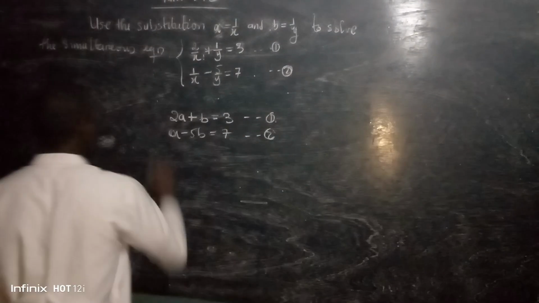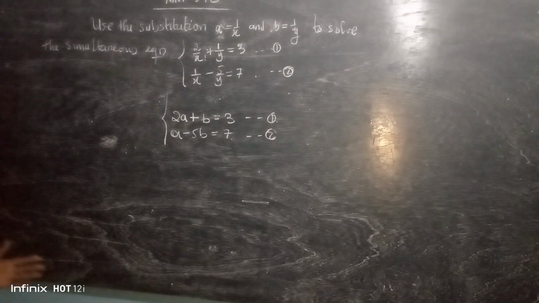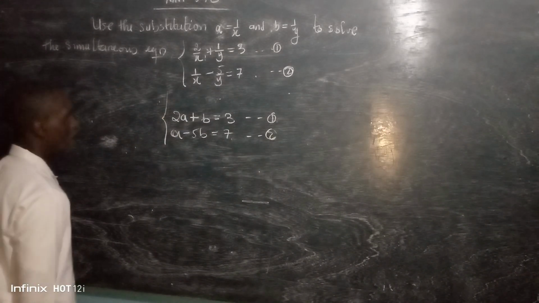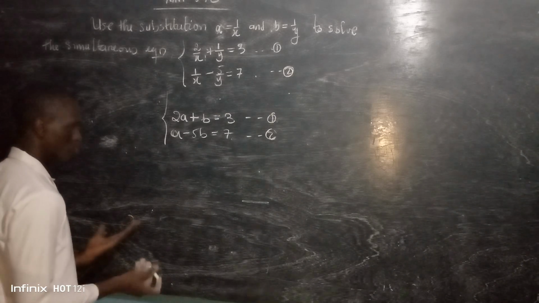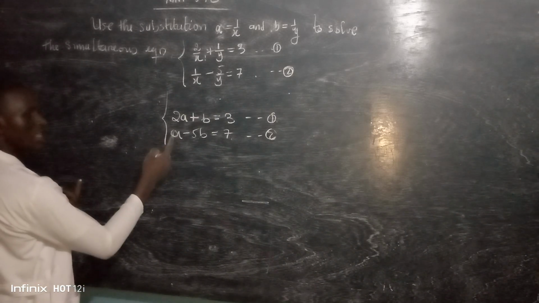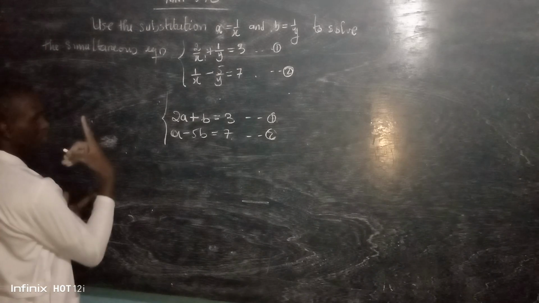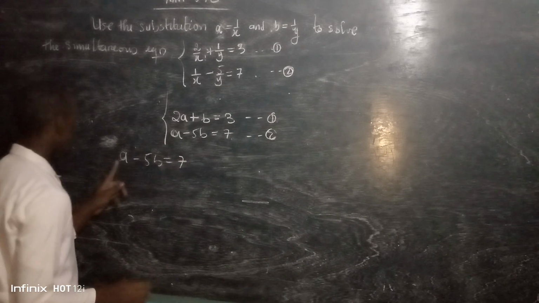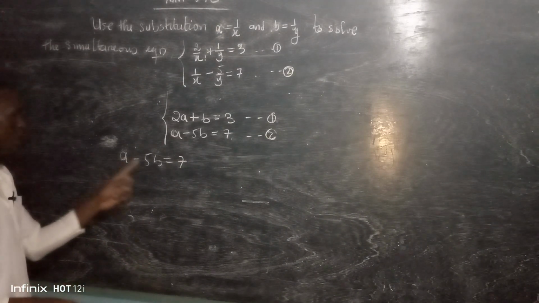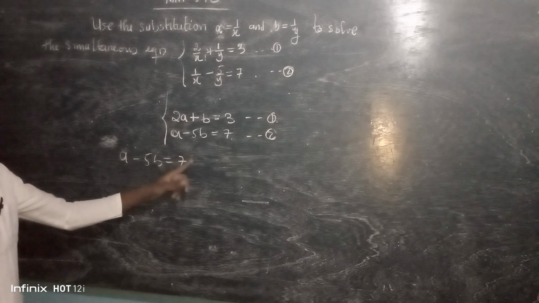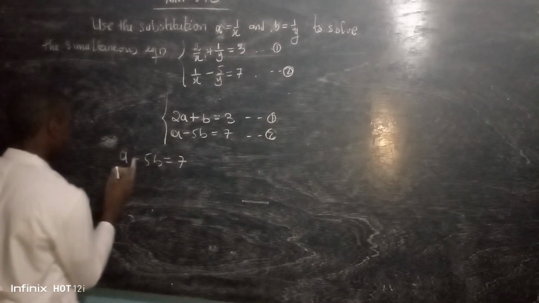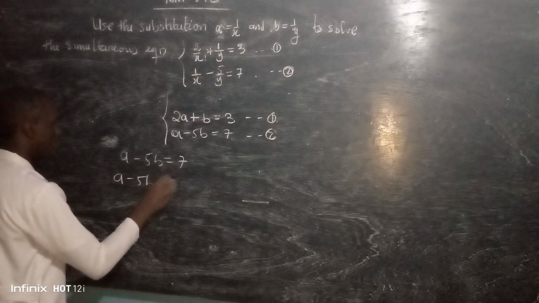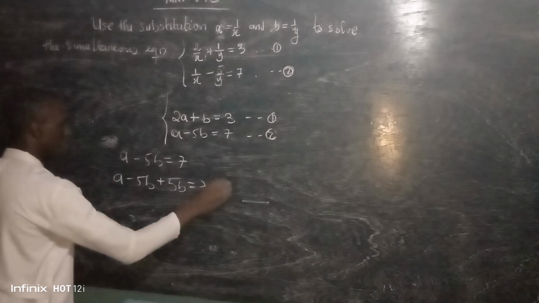The next step now is to use the substitution method and continue to solve this simultaneous equation. Now, I'll decide. Let me use equation 2 and make a the subject and copy that value in equation 1. So I have a minus 5b equals 7. If I want to make a the subject here, I'll have to send 5b to the other side of the equation. Since here is minus, I add 5b on both sides. So I have a minus 5b plus 5b equals 7 plus 5b.